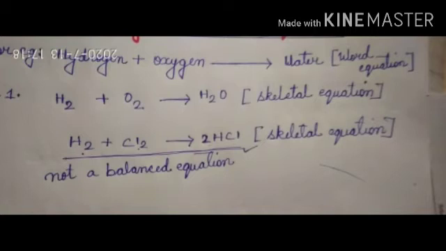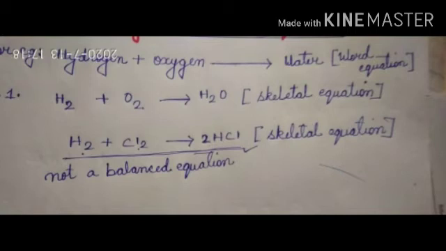Now, what is the need for balancing a chemical equation? A chemical equation needs to be balanced so as to make the number of atoms of the reactants equal to the number of atoms of the products.